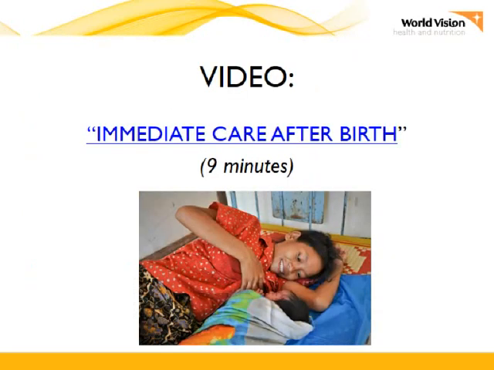There's a great video which is the immediate care after the birth. This is really directed towards midwives and does contain graphic images of a person giving birth. However, if village health workers have never assisted a delivery before, it is quite helpful just to understand the sequence and how it happens, and also to see that birth itself happens very, very quickly.